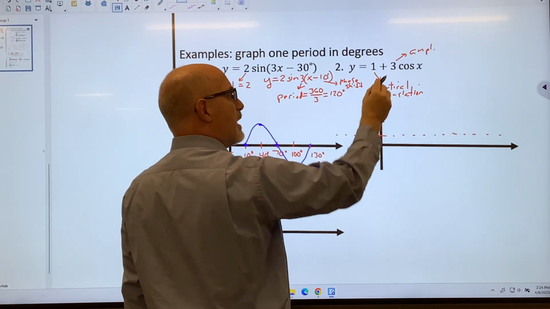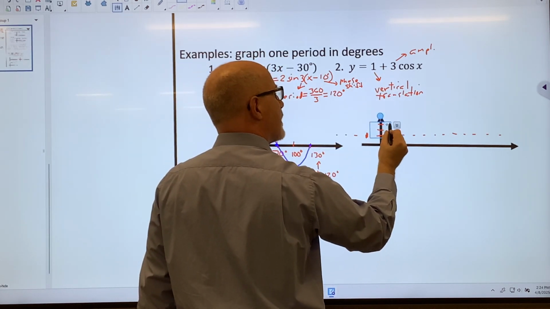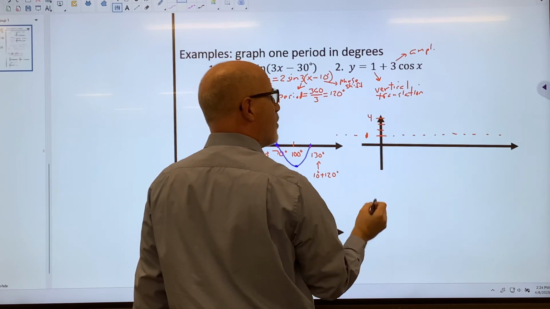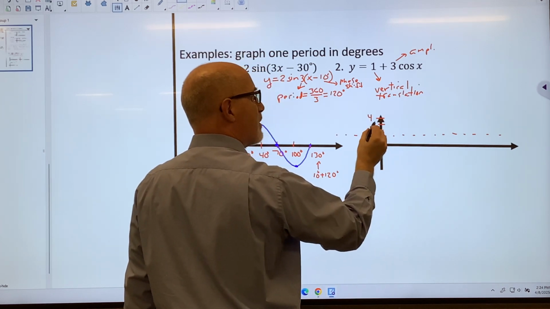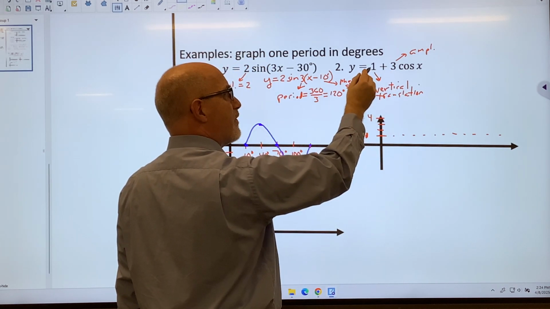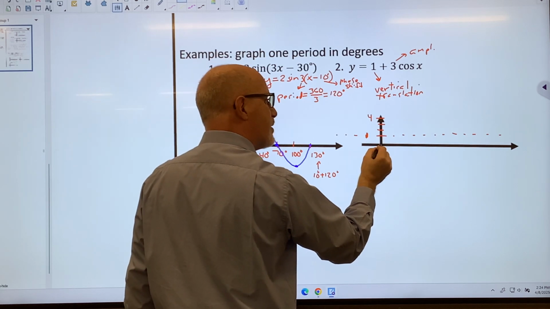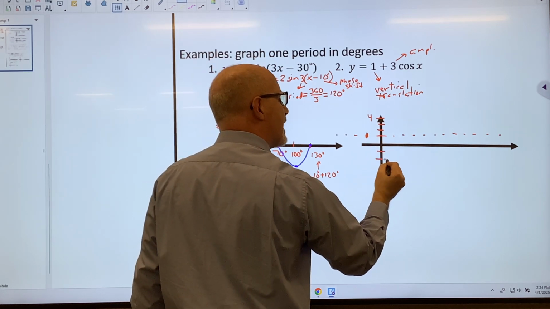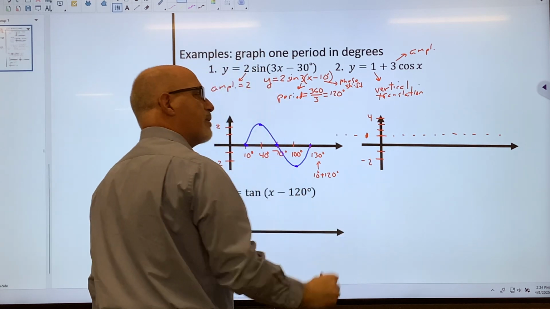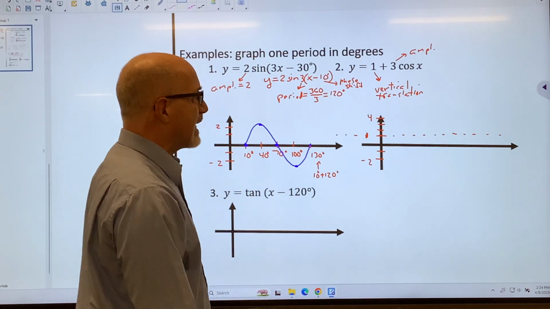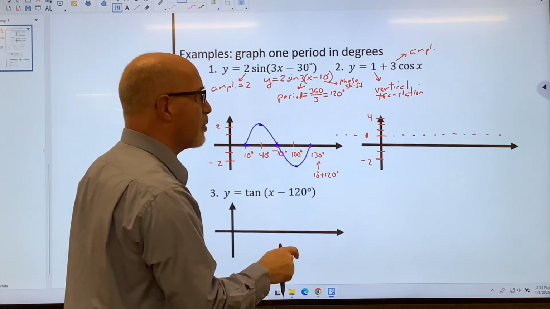Now the 3 means I'm going to go up 2, 3, and 4, up to 4. And then I'm going to go down from there. Notice I've got to go down 3 from the 1. So I go down 1 to 0, then -1, -2. So it's 3 units below it. You've got to count from the new midline as to where those go.